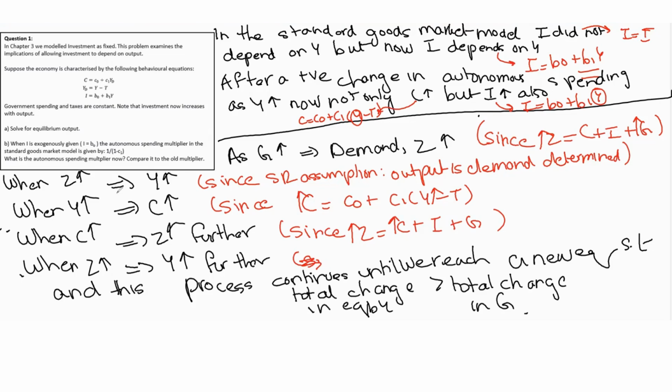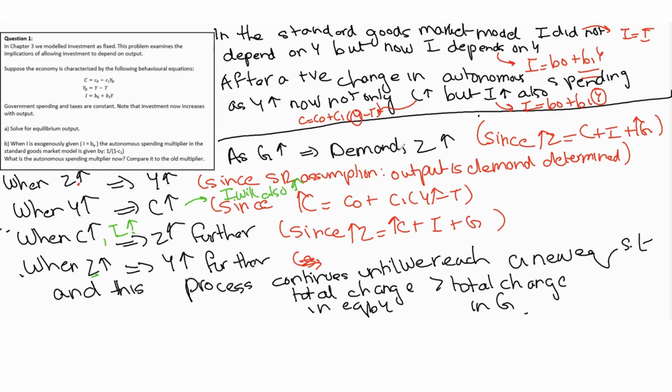So the idea is this: in this multiplier process, we saw that when G increases, Z increases. When Z increases, Y increases. Now when Y increases, initially only C increased. But now I will also increase. And when C increases and when I increases, when they both increase, Z will increase. So the increase in demand will be more, because now not only C is increasing, I is increasing. When demand is increasing by more, output is increasing by more. And when this Y increases, then this will again increase both C and I. So the idea is that initially the multiplier process was only working through C, but now it's working through both things, through C and I.